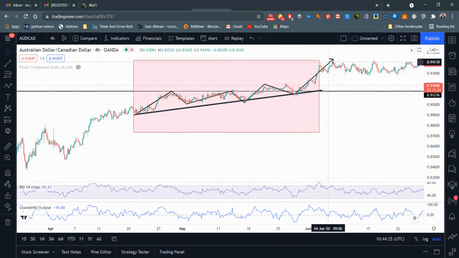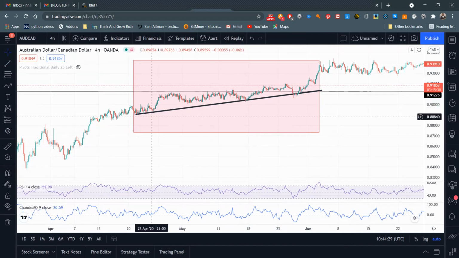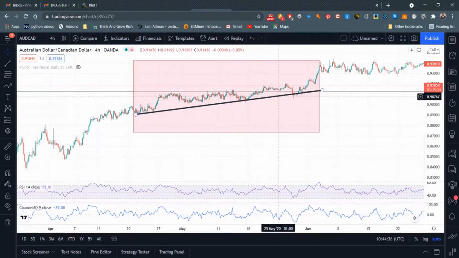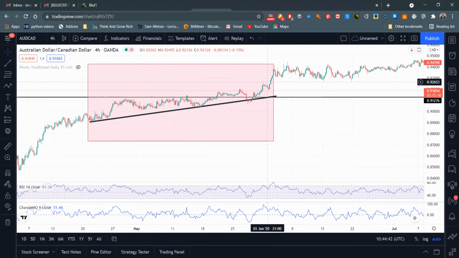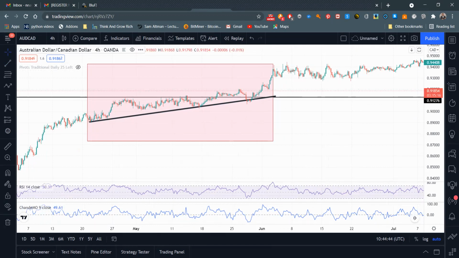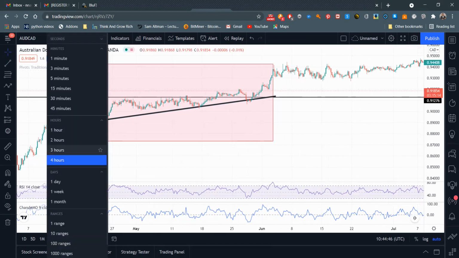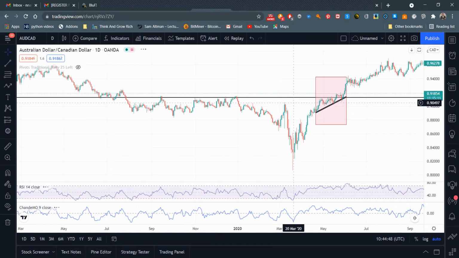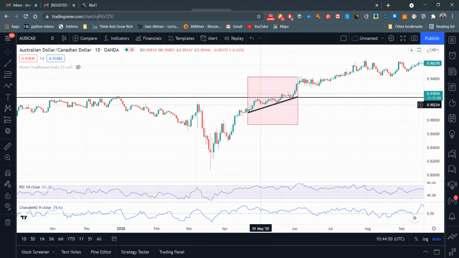So let me delete this one. So you see our wedge pattern looking something like this. This is a wedge because it's making equal highs, but it's making higher lows. And eventually the price broke above, came back to retest it, and then price went all the way up. Now, the reason a good trader would have been able to anticipate this movement is if you spot the patterns in the chart.